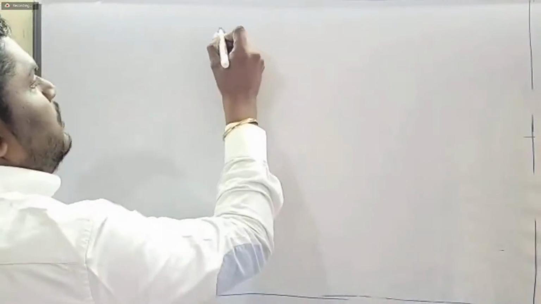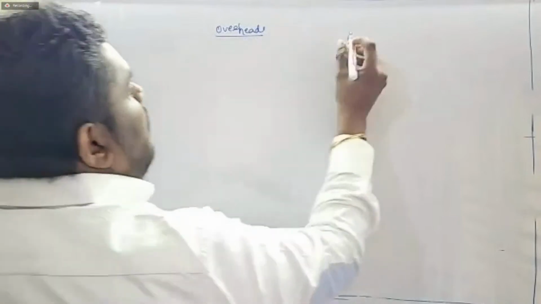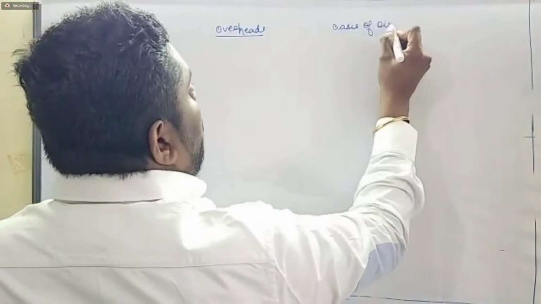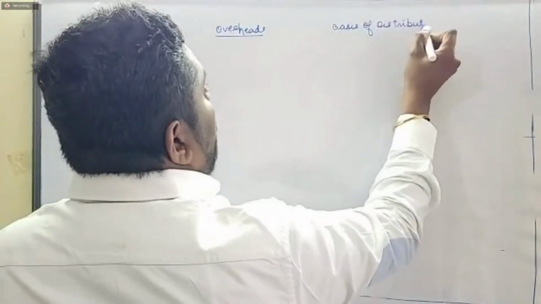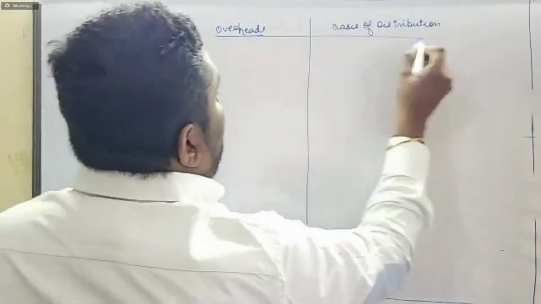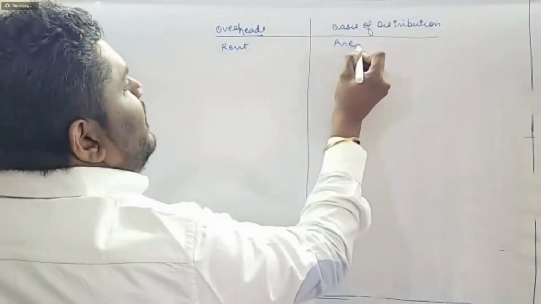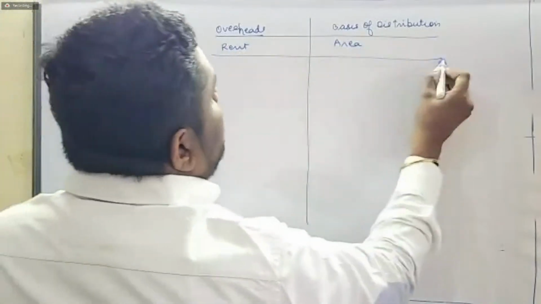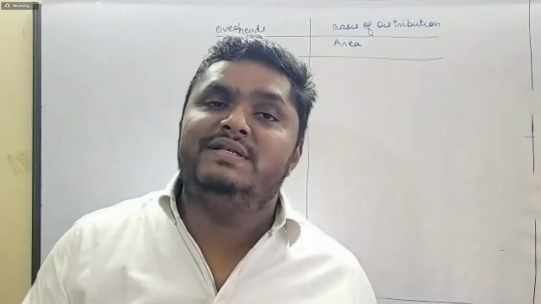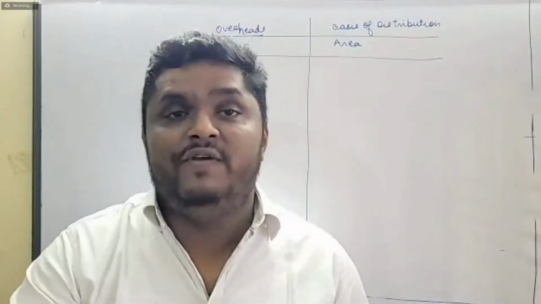So when talking about rent, rent should be distributed on the basis of area. There is no other basis of distribution of rent. If the area is given, better distribute the rent in the ratio of area.